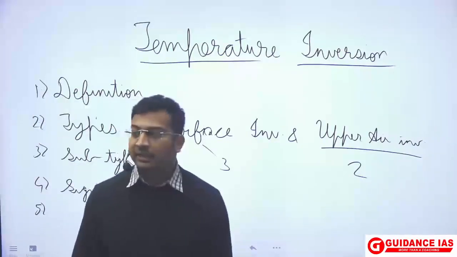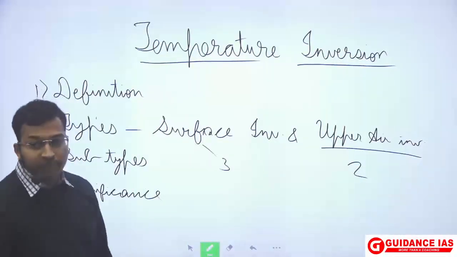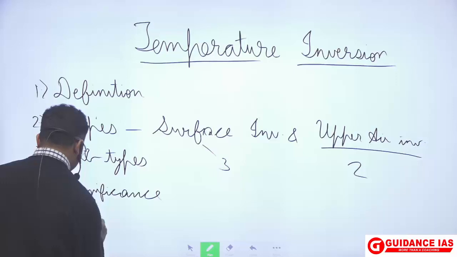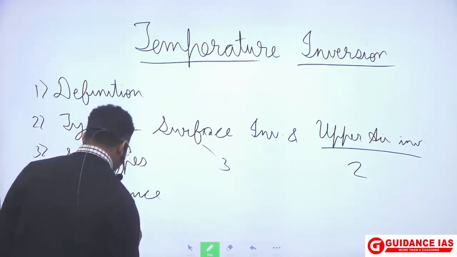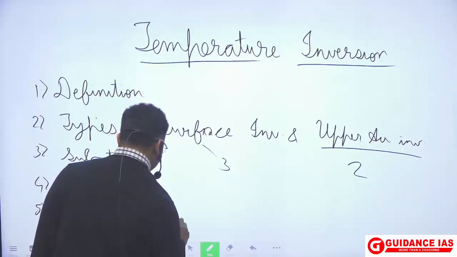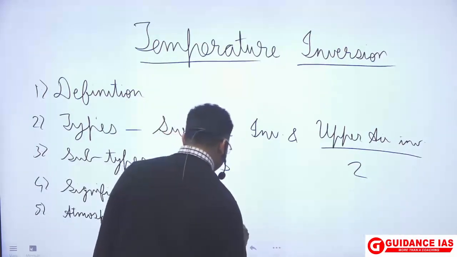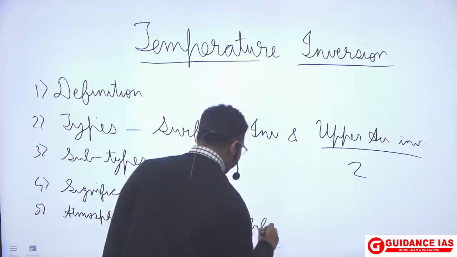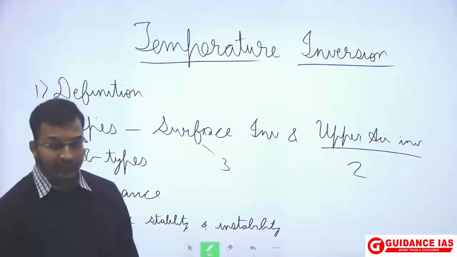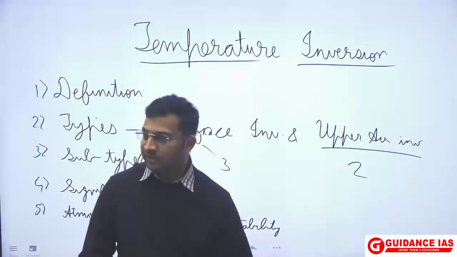atmospheric stability and instability. This is a very crucial point, important with respect to your mains. It is in relation with temperature inversion. That's why we will be covering this at the last. So let's begin with the definitions.